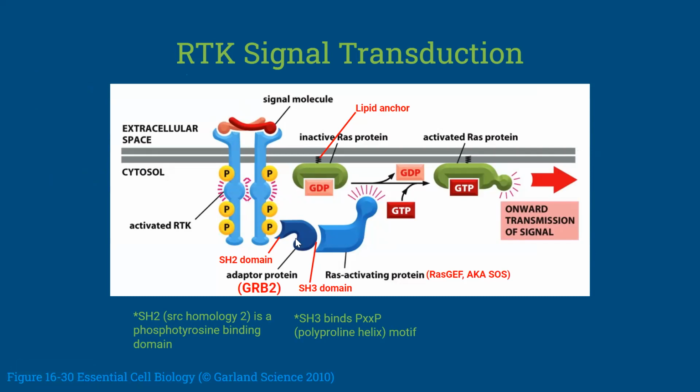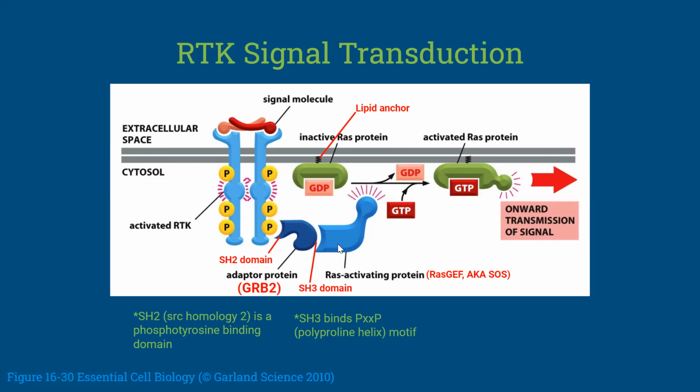adapter protein, that's what they call it on the diagram, but I think we're mostly going to call it GRB2, that binds to the phosphate group with its SH2 domains. And SH2 domains, I think we see in one other pathway, are specifically phosphotyrosine binding domains. So they are always going to bind like this, essentially. And then the other side of GRB2 has an SH3 domain, and that is what is going to bind the PXXP motif in our RAS activating protein.